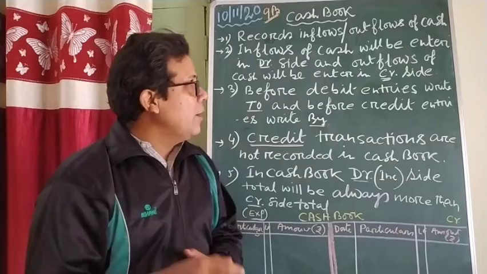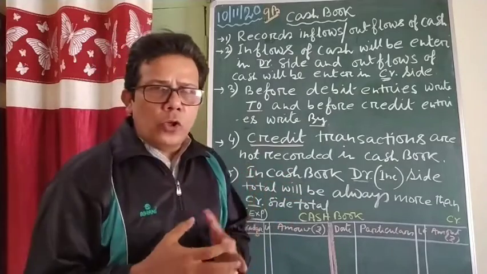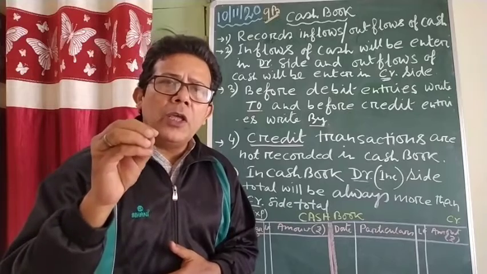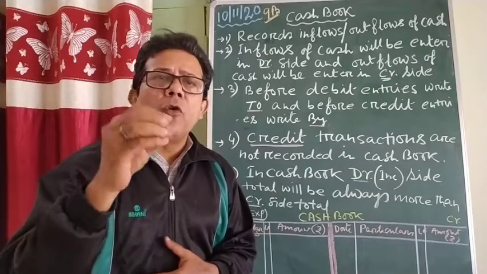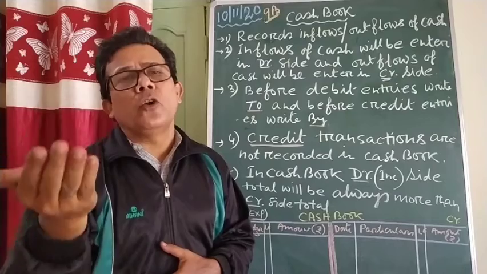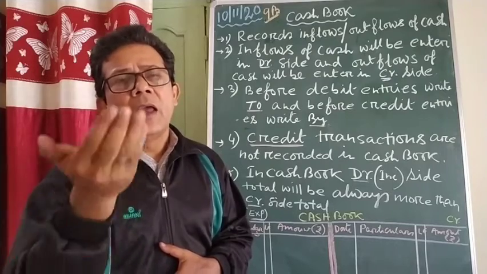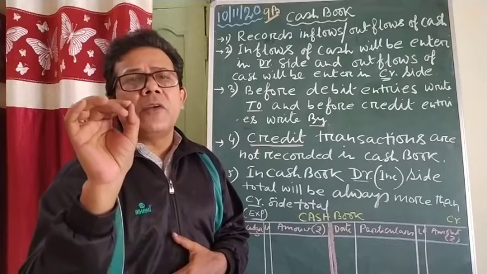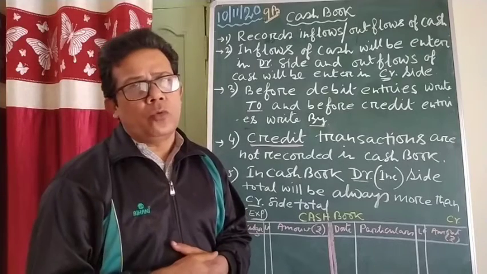Okay? So now here, first thing, what is cash book? It is known to you. Basically in the cash book, what you are recording? You are only recording the inflows of cash and the outflows of cash. उसका मतलब क्या है? Incoming of cash and outgoing of cash are being recorded in the cash book.